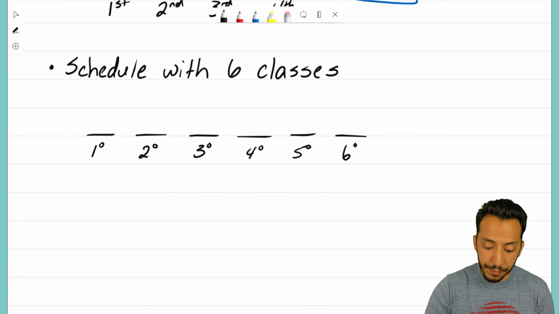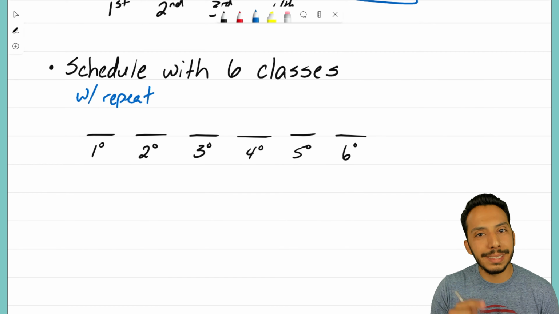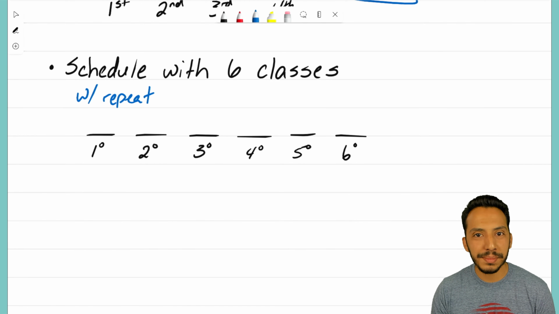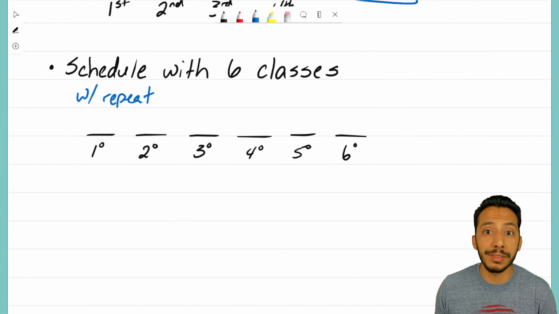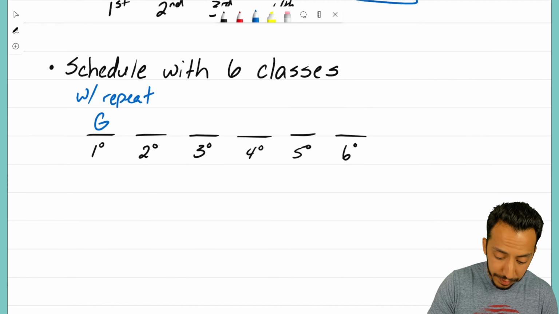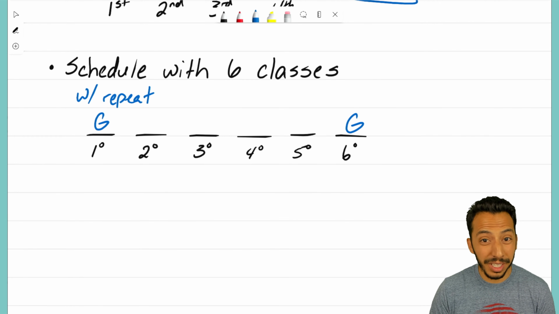Let's say for this first one, we're going to say that you can repeat a class, which doesn't actually make sense if you think about it, right? Think about your school schedule. Think about the math class that you're in. Maybe you have a geometry class, right? If you have geometry first period, can you really have geometry sixth period?